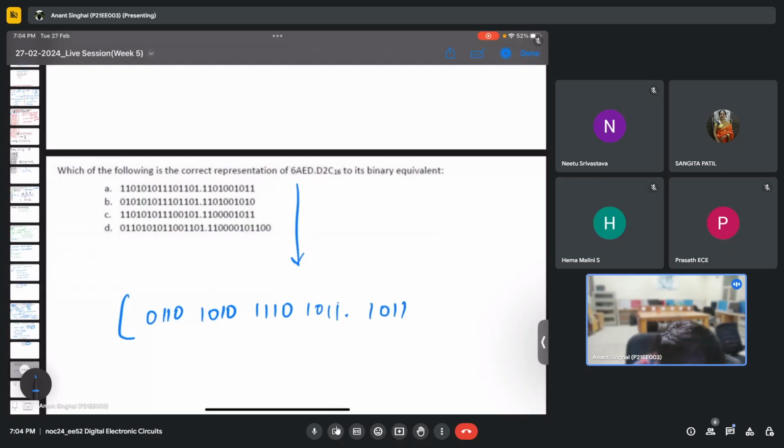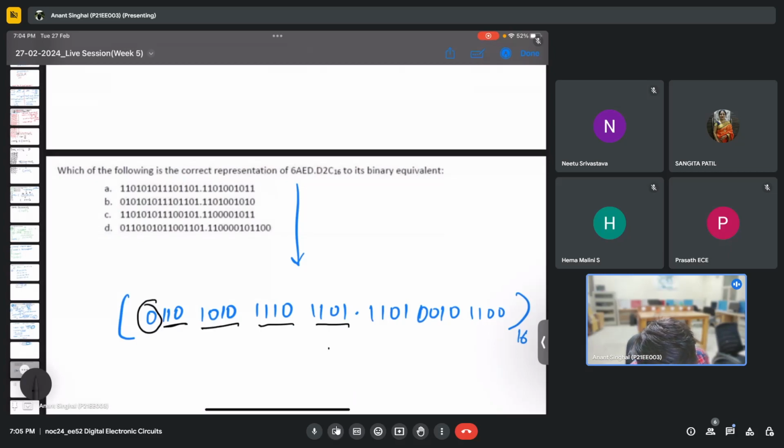Sorry, D is 13, this is not 1 0 1 1, this is 1 1 0 1. So also here it will be 1 1 0 1. Then we have 2 which is 0 0 1 0, and finally we have C, which is 12, 1 1 0 0. So now we just need to make the pairs that we generally make. Here we need to see there is no need of this 0, and here also.